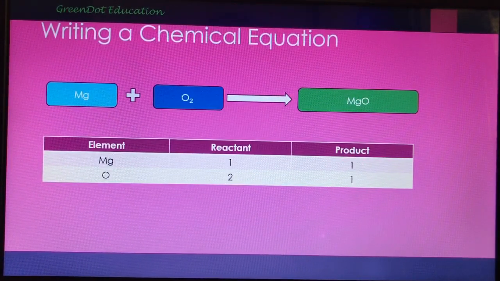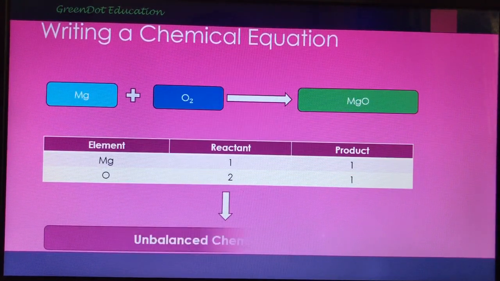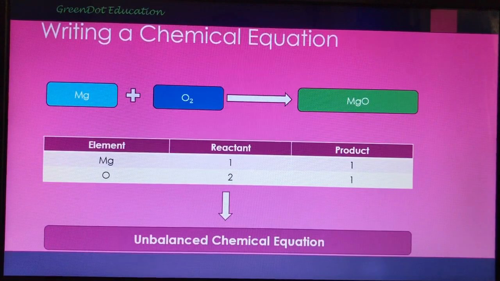product side. Similarly, looking at oxygen, we have 2 atoms on the reactant side, and on the product side we have only one atom. Means here the number of atoms of elements on the reactant side and on the product side are not balanced. Though Mg has the same number of atoms, oxygen doesn't have the same number of atoms on both sides, and hence such types of reactions are known as unbalanced chemical equations. So these equations are known as unbalanced chemical equations.